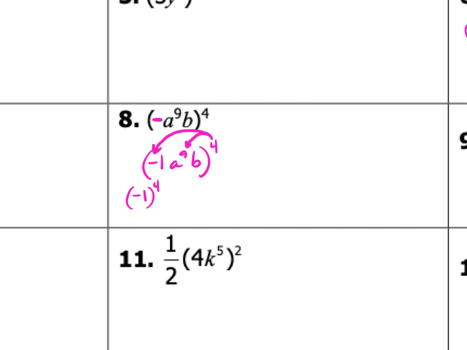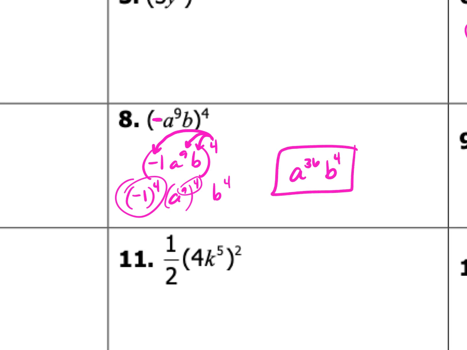Then distribute here, that's a to the 9th to the 4th. And distribute here, that's b to the 4th. So this becomes 1. You can kind of just ditch that because you don't need to put a 1 out in front when multiplying. This, think about what you're going to do with that. Are you adding them? Are you multiplying them? Remember, the rule is if you take a power to a power, you multiply your powers. So that would be a to the 36th and then b to the 4th. Okay.